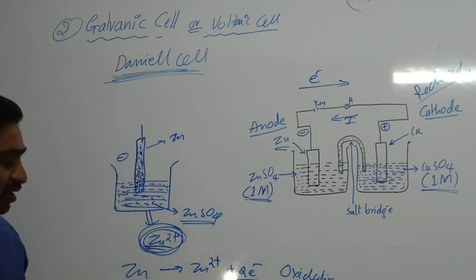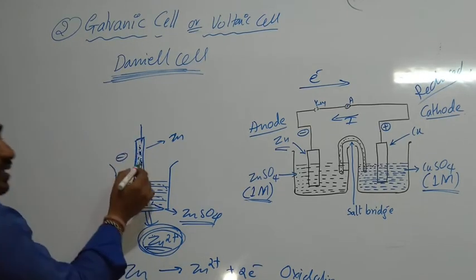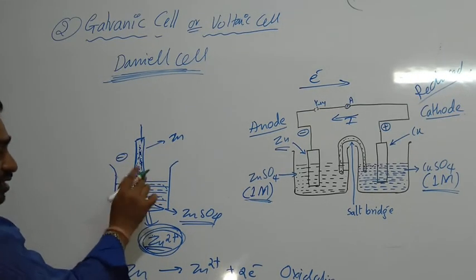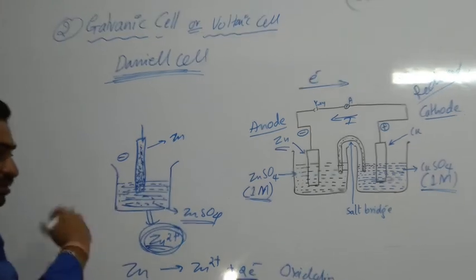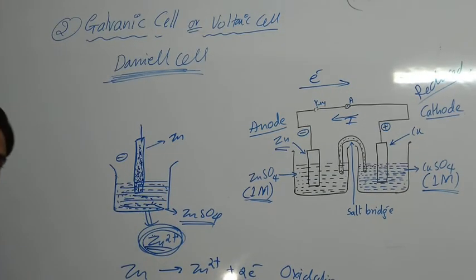Here the gain of electron is nothing but reduction. The zinc atoms on top try to oxidize themselves and these ions try to reduce themselves.